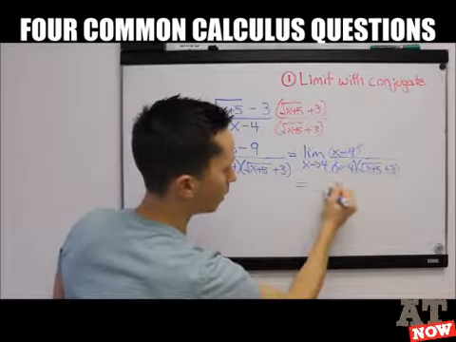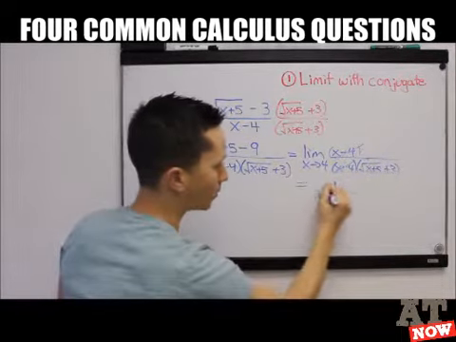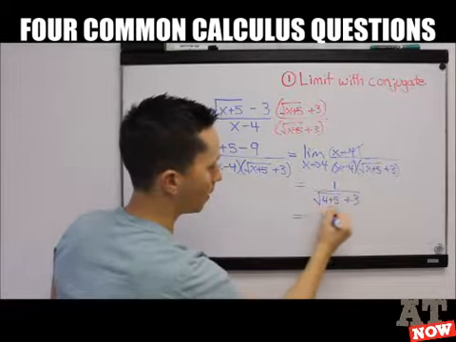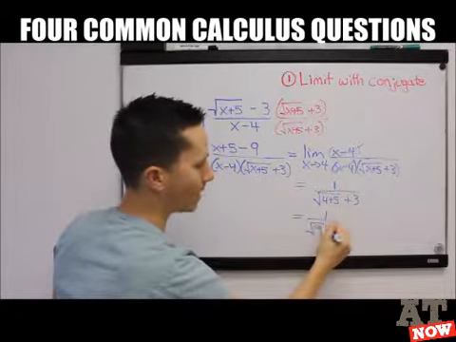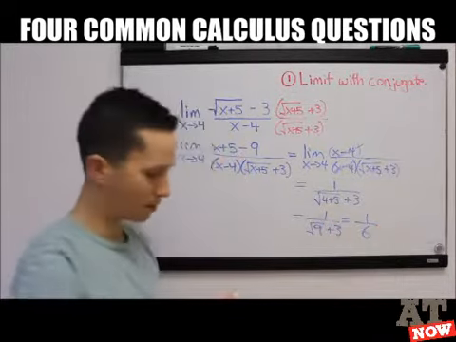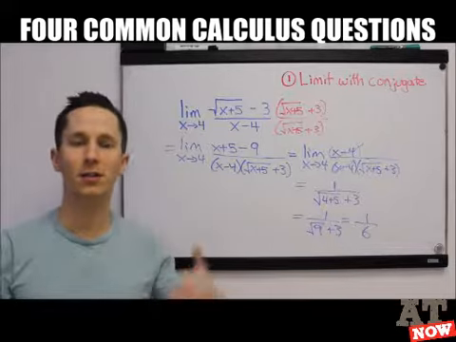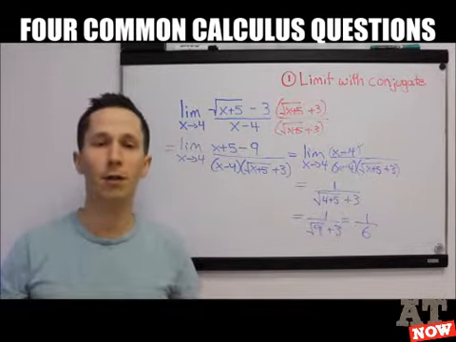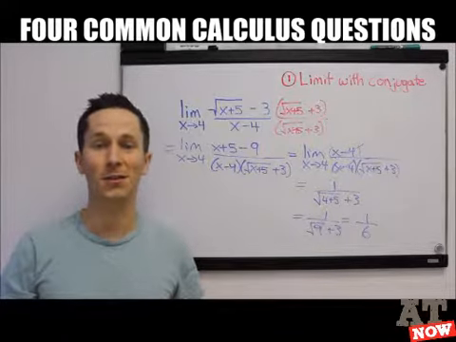We're left with 1 on the top, sub in 4, and we get the square root of 4 plus 5 plus 3. That equals 1 over the square root of 9 plus 3, which equals 1 over 6. Super simple to pick these questions out because your x is trapped under the square root. Multiply the conjugate to get rid of the square roots, and then cancel the term that's causing the 0 on the bottom.